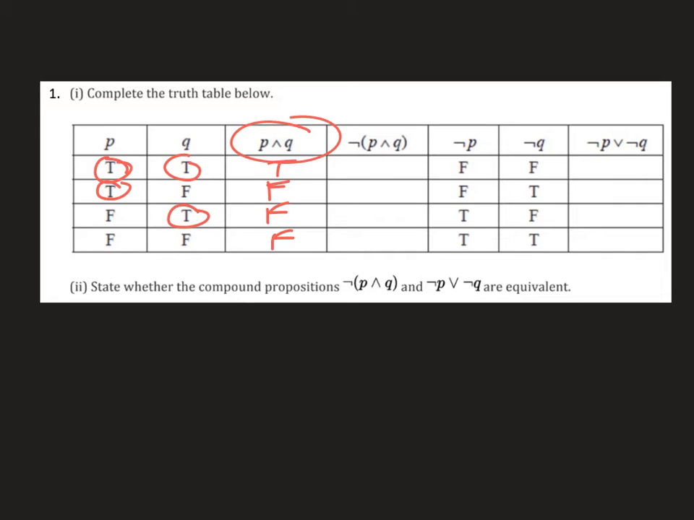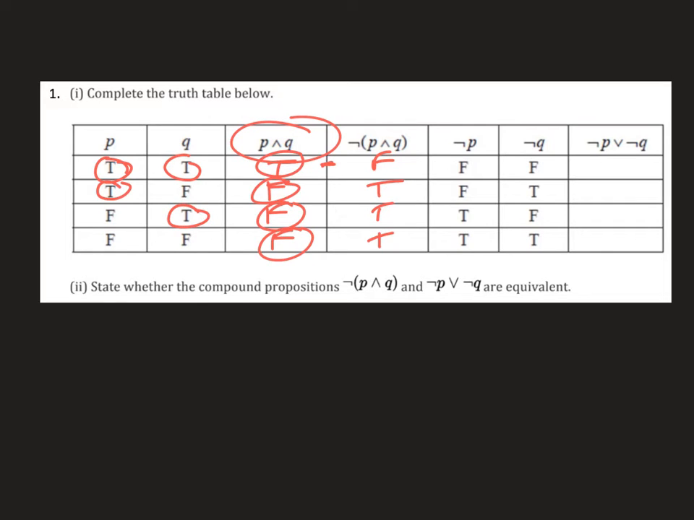The fourth column then is the negation. So it's just going to be the opposite to whatever we've got in column 3. So here we've got true, so this is going to be false. Here we've got false, this is going to be true, etc., etc. In column 5, we've got not P, and column 6, we've got not Q.